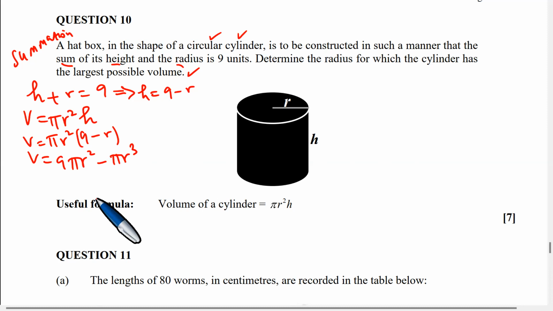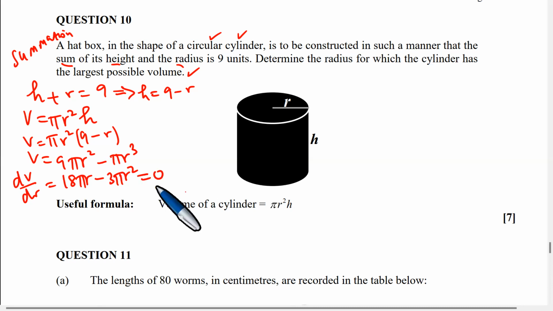We need to find the maximum possible volume. And therefore, to find the maximum possible volume, we need to proceed as follows. Which means that we're going to find dV/dr. What is dV/dr? It is 18 pi r minus 3 pi r squared. That is the derivative. And we must equate the derivative to 0 for the maximum.